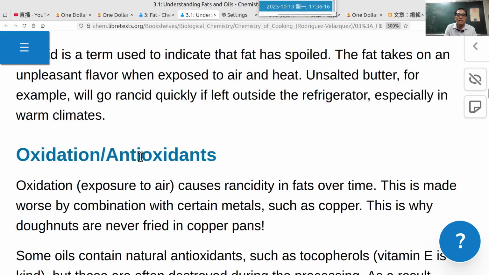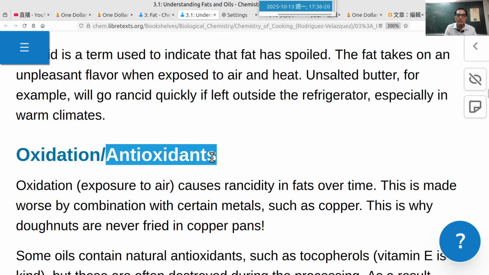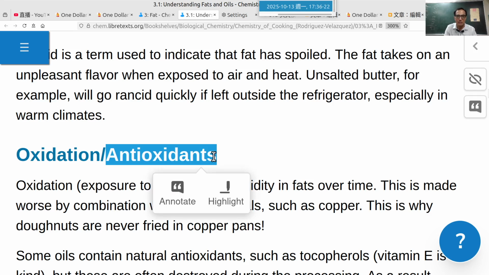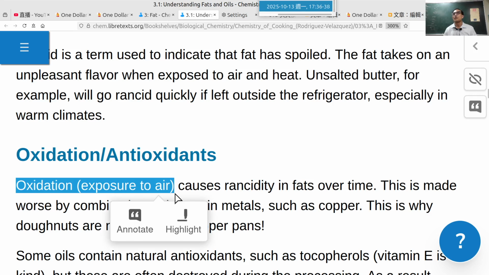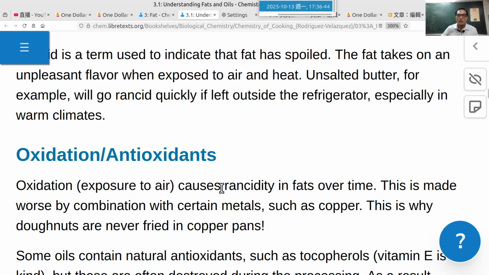Oxidation and anti, or antioxidant. Oxidation is a chemical term. It means the oxidation number of one or several atoms are rising. It's called oxidation. I will not waste your time to explain too much, because if you are interested, you can check information online. Oxidation causes acidity in fat over time.